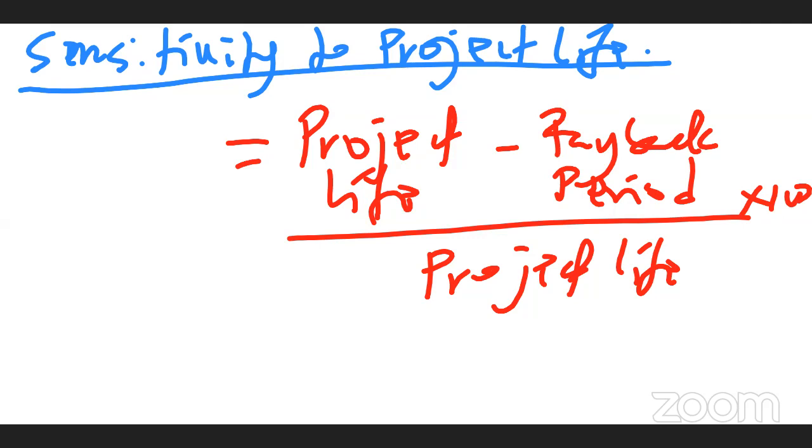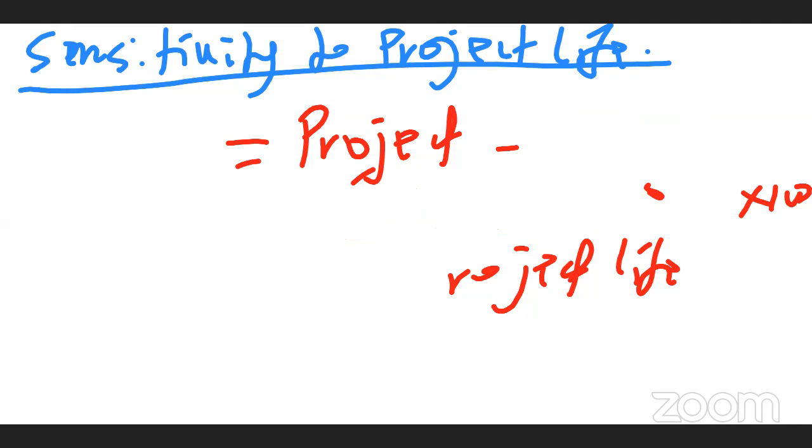So sensitivity to the project life is the project life minus the payback period, discounted payback to be specific, divided by the project life times 100. Okay. So it means for us to calculate the sensitivity to the project life, we need to calculate the discounted payback period to be able to come to the conclusion on that. So let's calculate the discounted payback period. A participant said, very well understood there, sir. Many thanks. You're welcome.